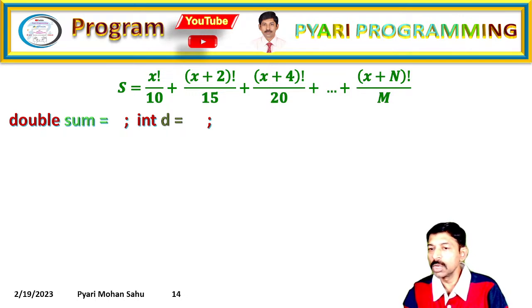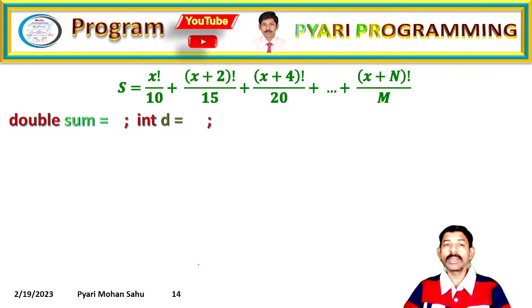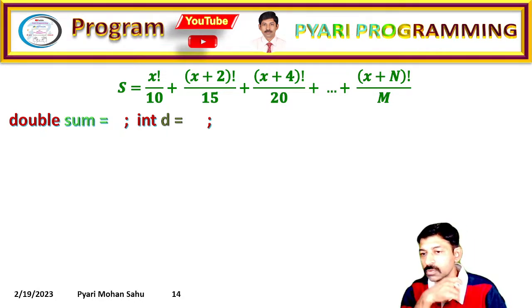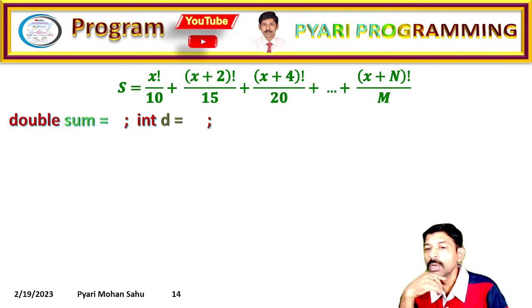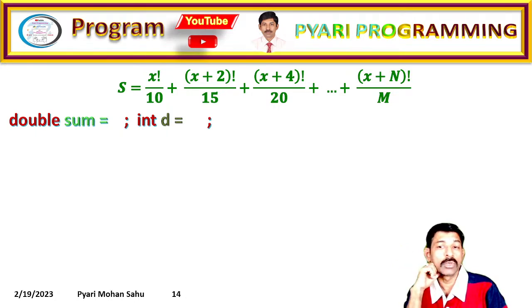Sum is equal to 0, D is equal to 10. Sum is equal to 0. Now why this time sum is equal to 0? Last time it was 1. Now Lorem, can you tell me the difference? Last time it was 1, this time it is 0. Why?